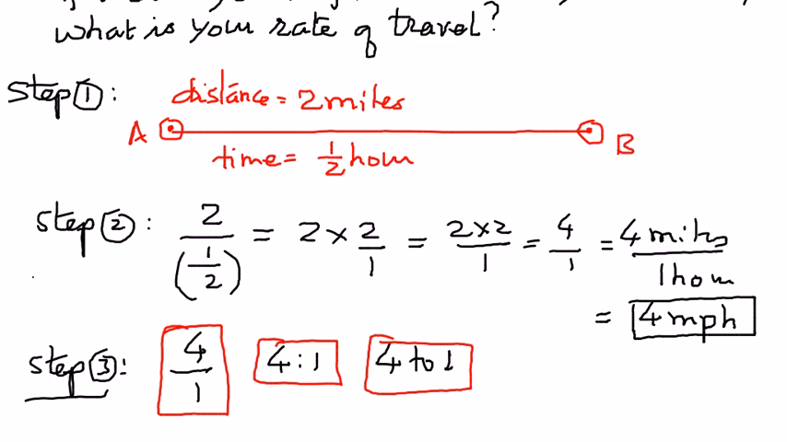But in this particular problem, since we came up with 4 over 1, 4 miles to 1 hour, the common way to write this answer out or express this answer out is as follows: 4 miles per hour or 4 mph. Both of these are the right way of expressing our answer.